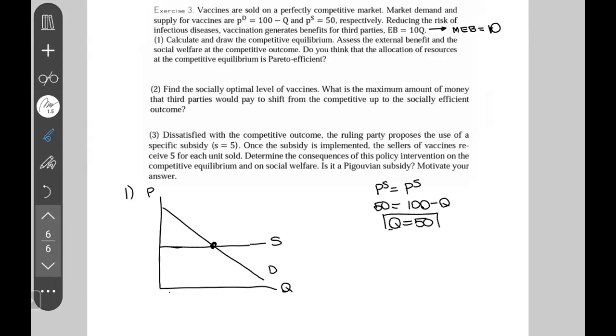And then as usual, you can just plug it back into either one of the two and see what the price is, but we already see that price is always 50. So here it's pretty obvious. So that's this one over here.